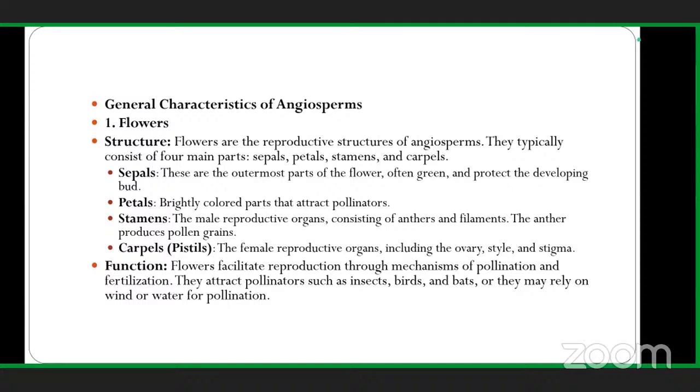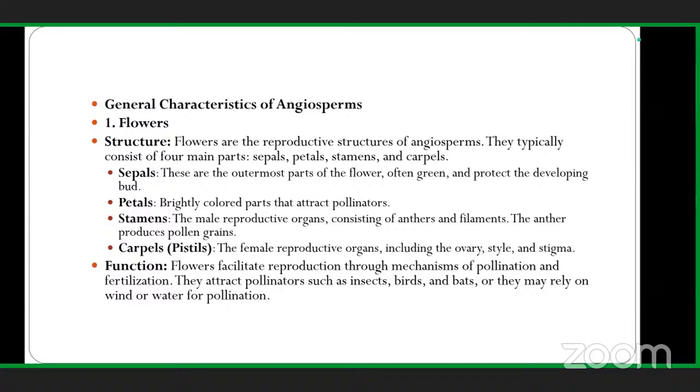Next is the carpel. You can also refer to it as pistil. The carpel is the female reproductive organ. You can also refer to it as gynoecium: male androecium, female gynoecium, including the ovary, style, and stigma.